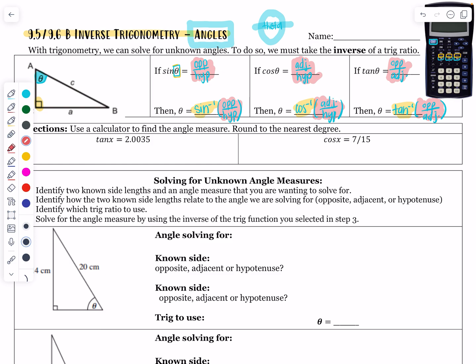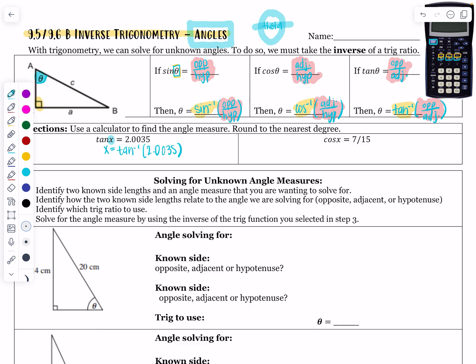So the way you know you're going to use inverse trigonometry is anytime you're trying to find an actual angle. It says use a calculator to find the angle measure, round to the nearest degree. If the tangent of x, where x represents the angle, is equal to 2.0035, of course that's a decimal, how do we know what x is going to be equal to? Well, x is going to be equal to the inverse tangent. You take the inverse tangent of both sides, and then x is by itself on one side.